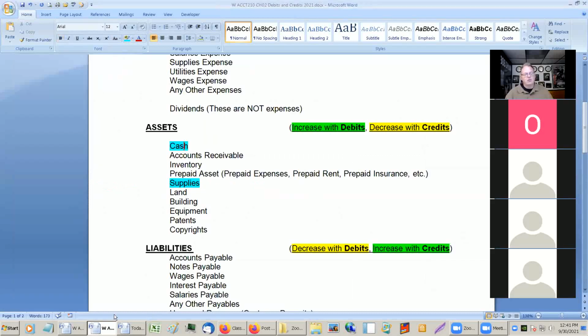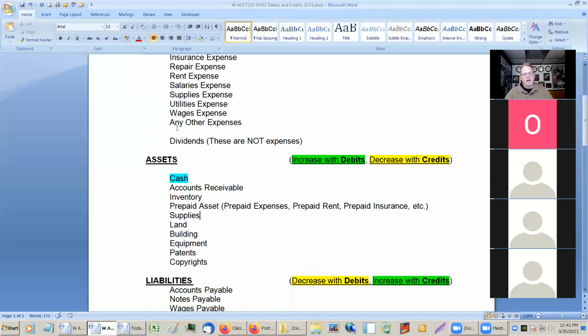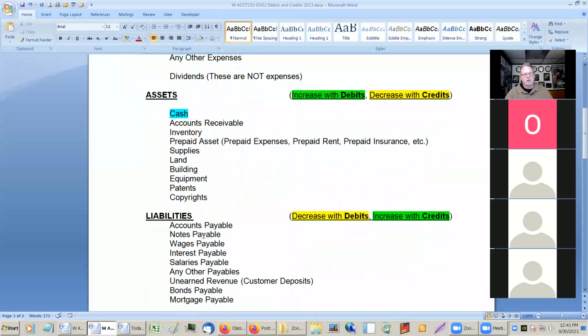So cash, and I do have notes payable. There we go. Notes payable, cash is going up with a debit. That's right, it goes up with a debit. So our cash is going up.